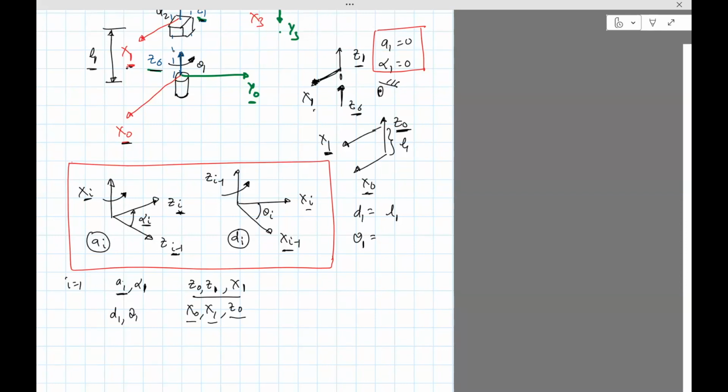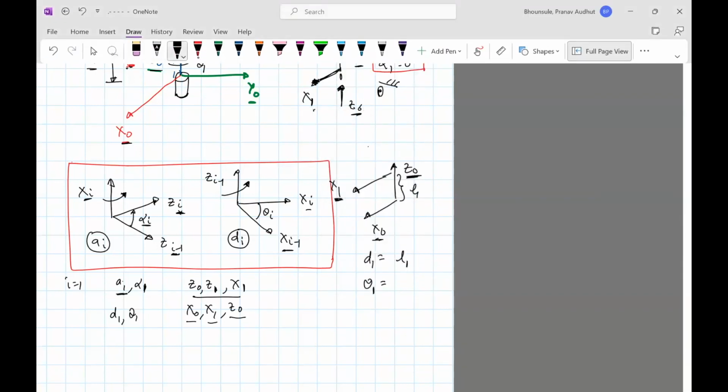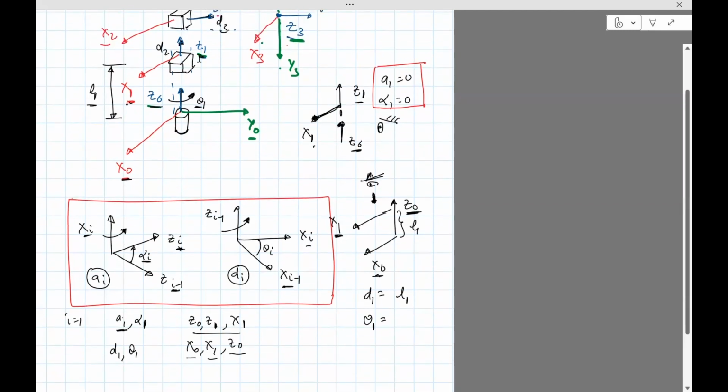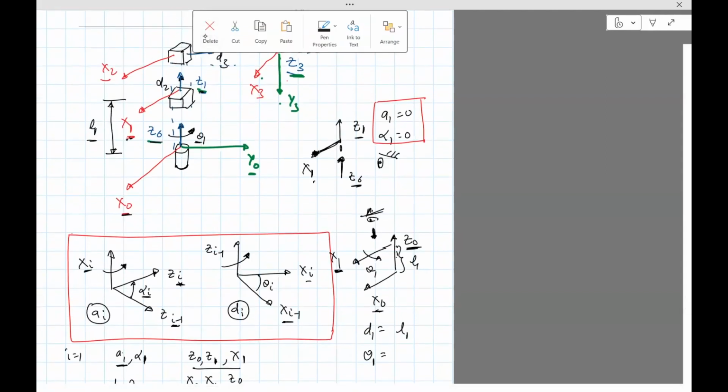It's the angle between x0 and x1 along the Z0 axis. Now, the way you see it is right now, x1 and x0 are on top of each other. So you need to look at this this way. You look at it down like this. So if you look at the angle between x0 and x1 along Z0, you'll see that it is basically 0, but that is when theta 1 is 0. When theta 1 is not 0, you will see that x1 actually rotates. It will be at a different axis, something like this.